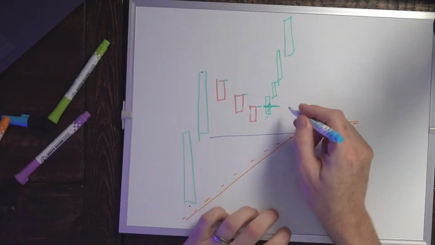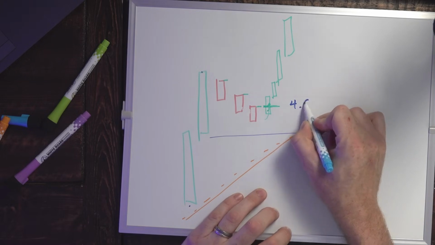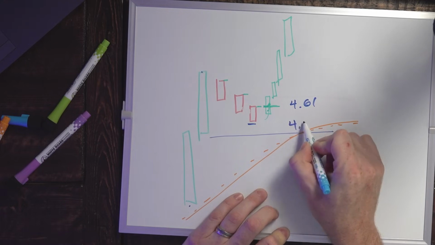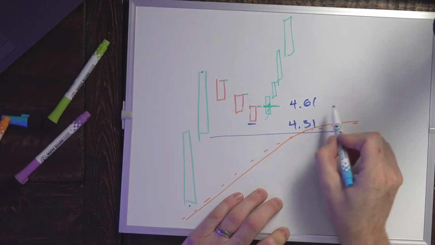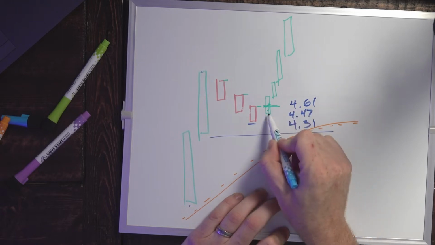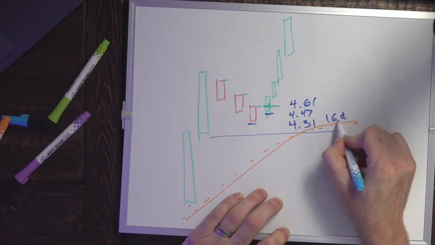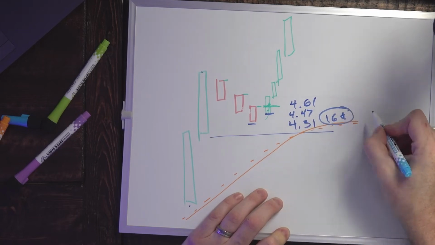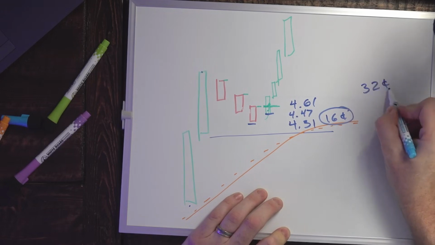If I take my entry, let's just say this is $4.61. And the low here is $4.31. Doesn't really matter. These are just numbers. If I get in at 4.47 right here, that would be only a 16-cent stop. So my stop is 16 cents, which means my profit target on this is going to be a ratio of 2 to 1. So my profit target is 32 cents.